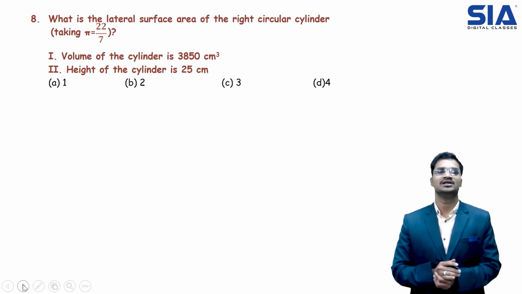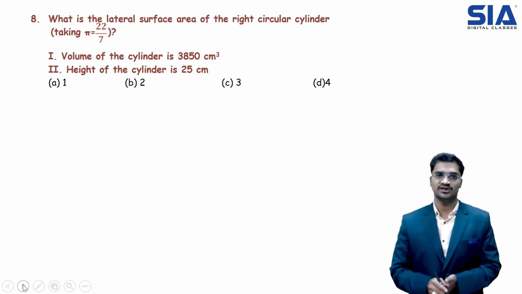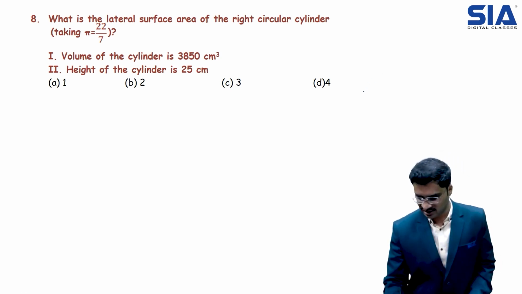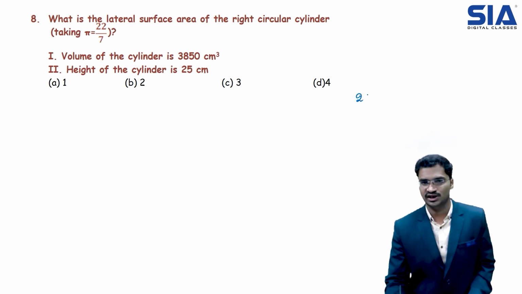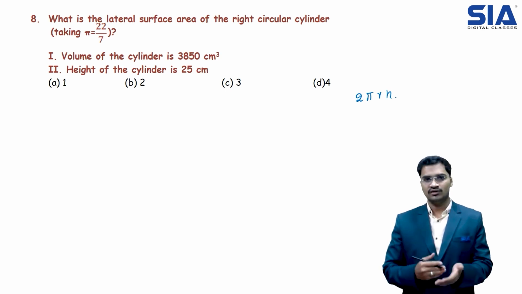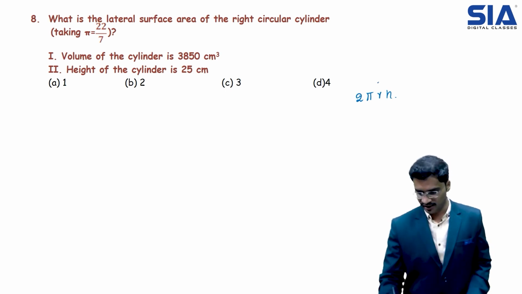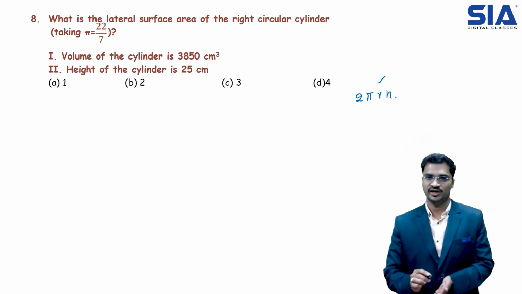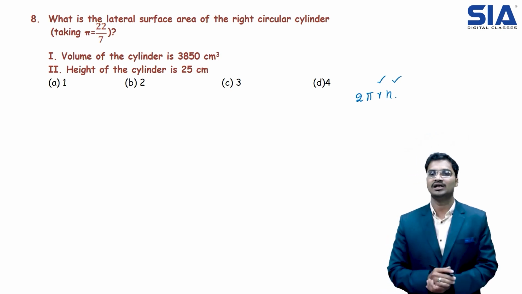Now coming to the next question, which is, what is the lateral surface area of a right circular cylinder? We have to find the lateral surface area of a cylinder. We know that lateral surface area or curved surface area of a cylinder is 2 pi r h. So in order to find the curved surface area, we should have the value of radius, and we should also have the value of height.